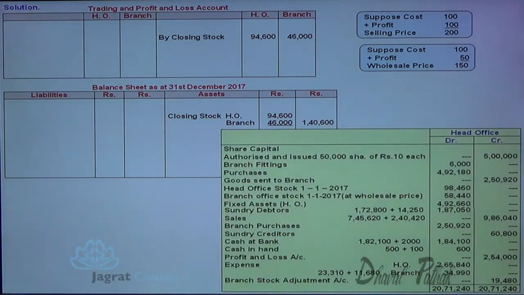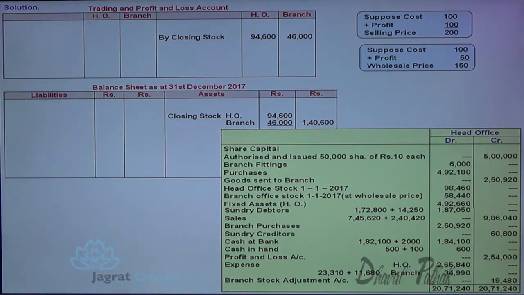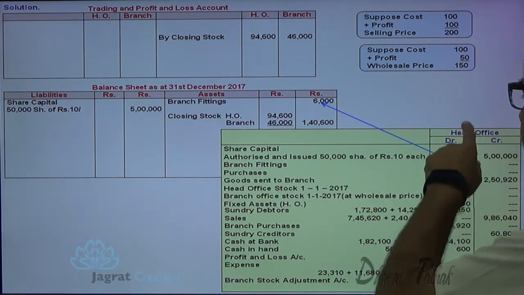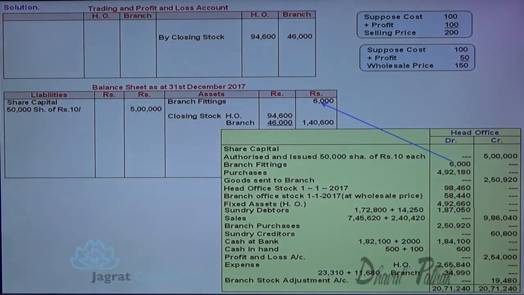Now this is the combined trial balance after adjustment. Absorption adjustment entry is prepared. So share capital, balance sheet liability side, issued and subscribed, authorized and issued capital. Branch fittings, asset side. See, branch fittings are an asset in the books of HO, but in the combined balance sheet, it will appear on the asset side. Purchases, HO purchases, HO trading account debit.